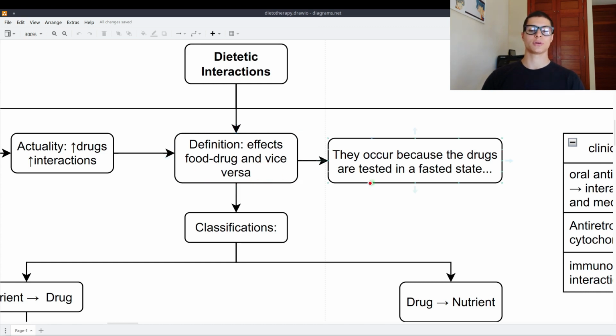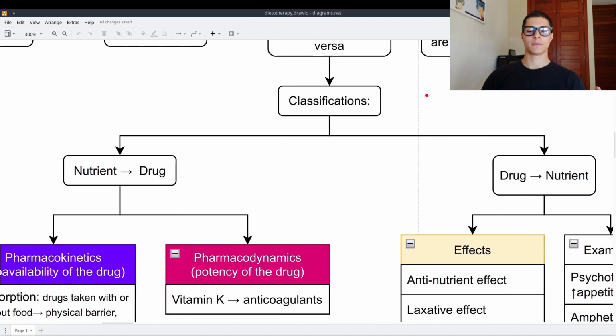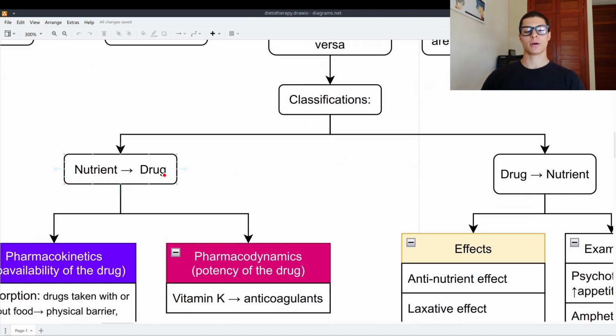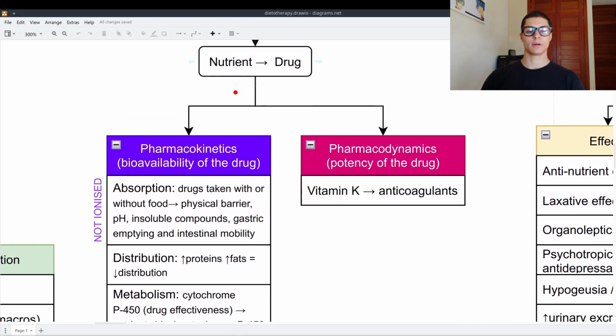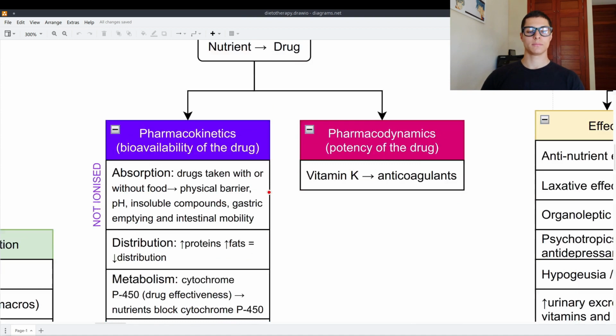They occur because the drugs are tested in a fasted state, so we cannot really know what are the consequences when mixing them with food. Classification: nutrient to drug, so nutrients affecting the drug, pharmacokinetics and pharmacodynamics. Pharmacokinetics talks about the bioavailability of the drug, how the nutrient, the food, affects the bioavailability.